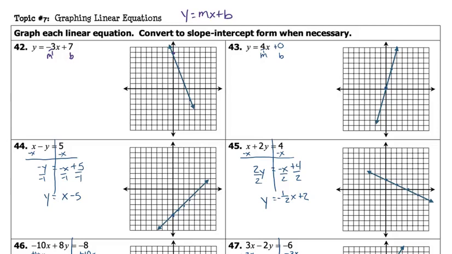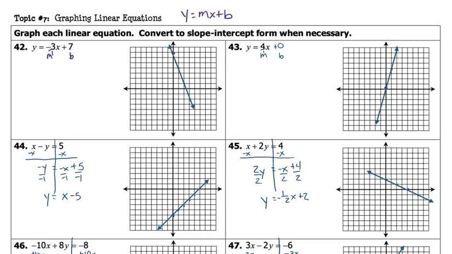Okay, here for topic number 7, I just want to go back through graphing linear equations real quick. Remember, we want to get those into slope-intercept form, so we want them to be y equals mx plus b. And I just wanted to remind you of what that means. So m is your slope, b is your y-intercept.